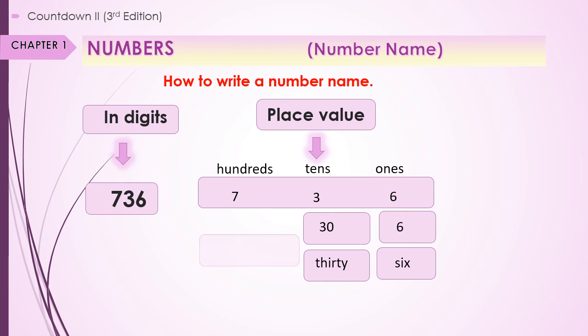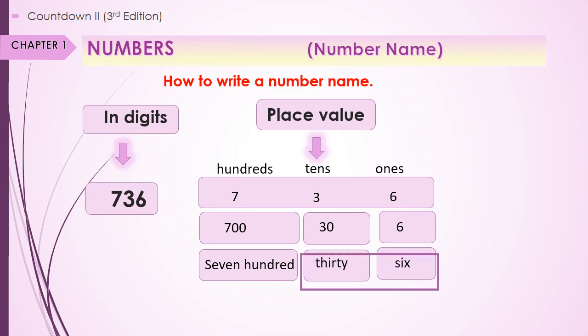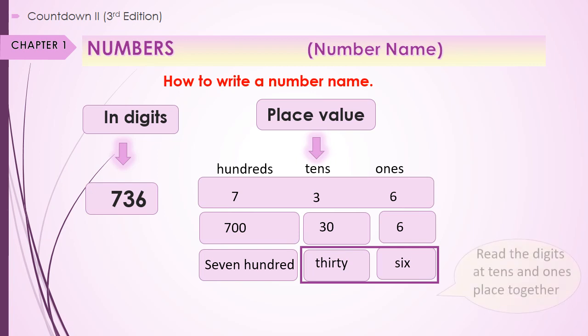7 is on hundreds place, makes 700, and 700 can be written in words as seven hundred. And remember, we write as we read. We write as we read. Now combine the last two numbers together like this, thirty-six. We will read these two numbers together, thirty-six.